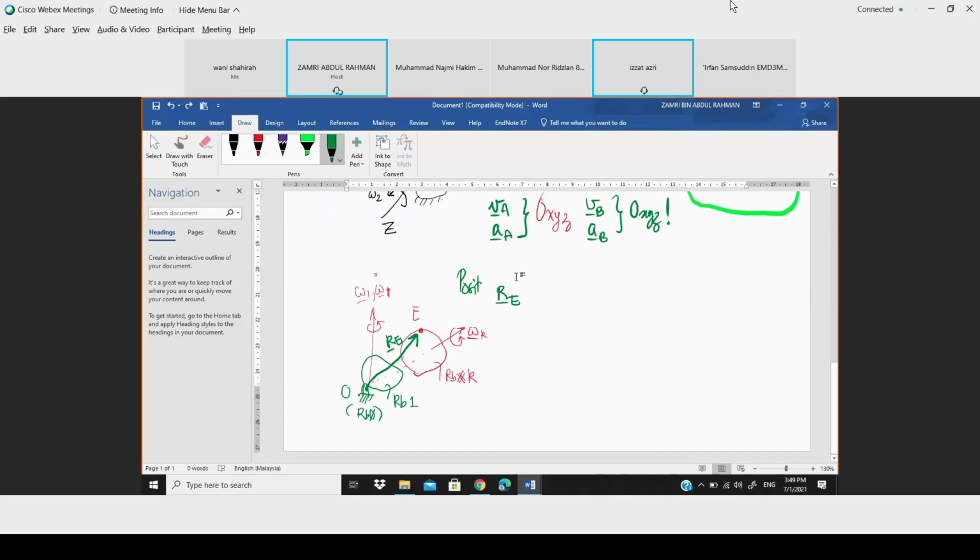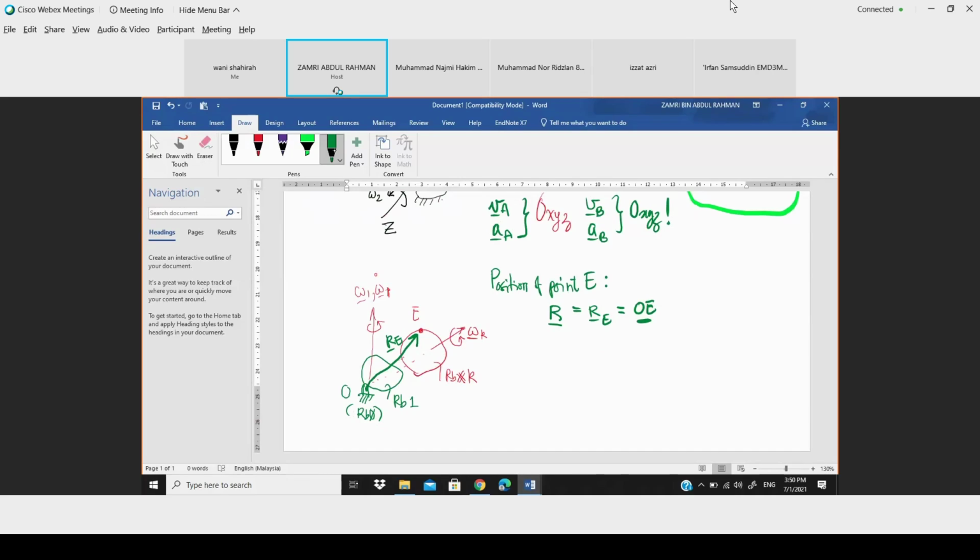Okay, I will erase this. I will do it one by one, step by step. We are interested in the position. For simplicity, I just write this as R, or actually RE. What is the vector? OE, isn't it? Vector OE, which is the position of point E from the reference point O.